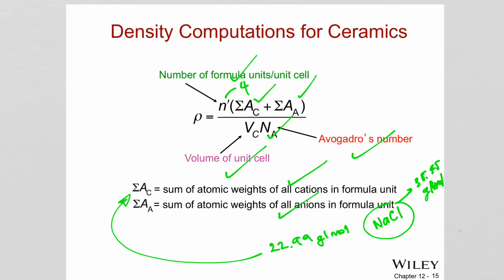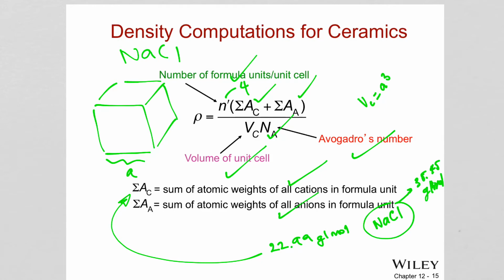We need to get the volume of the unit cell, which is a cubed, right? So what is a in terms of the ionic radii? If you actually look at one side of that cube, this is how the atoms fit. So this is a, remember. This is the unit cell of sodium chloride. So here is how atoms fit. So this is chlorine.